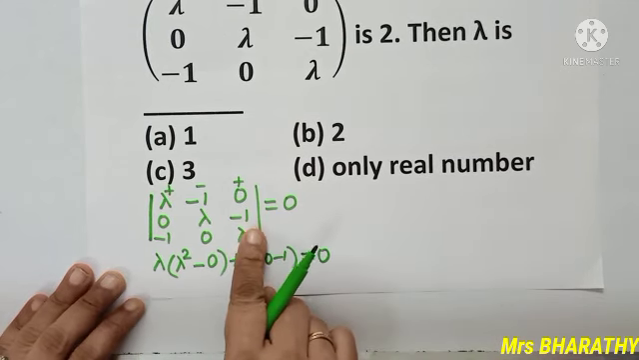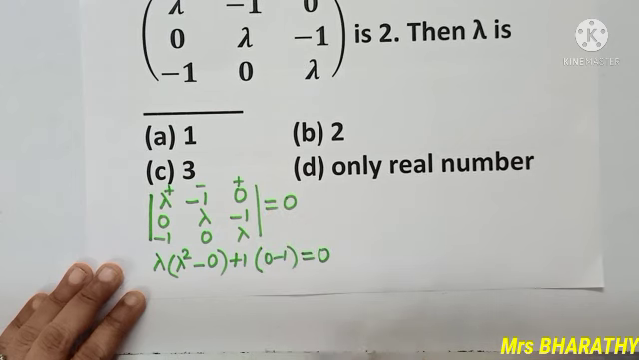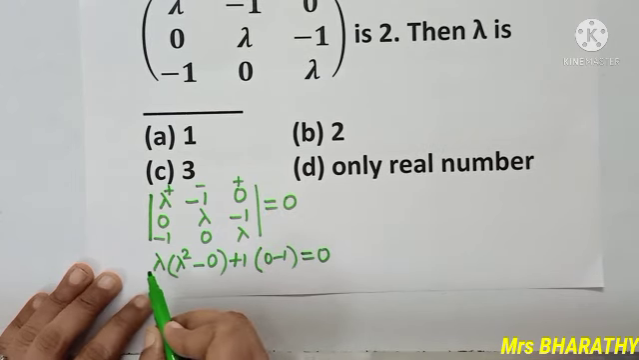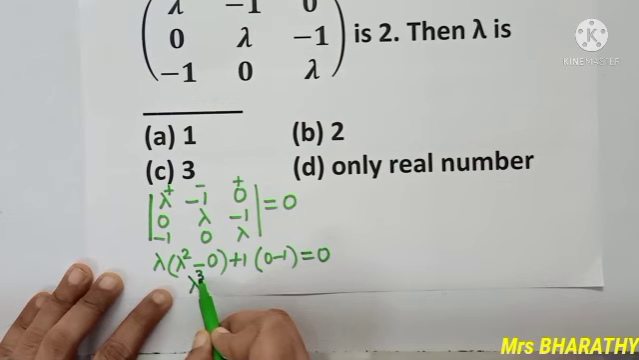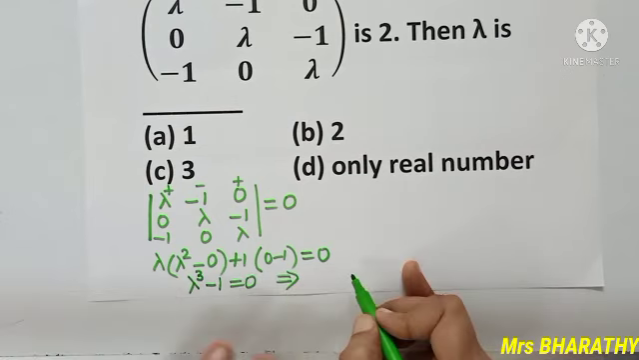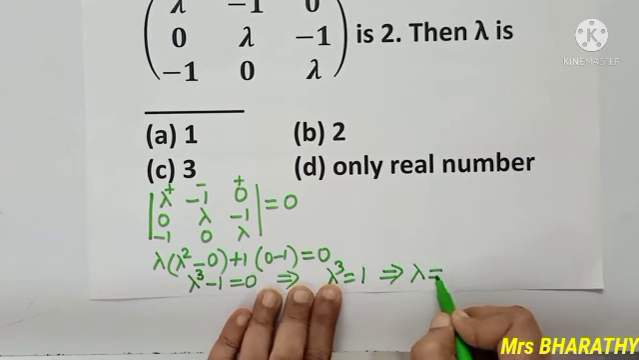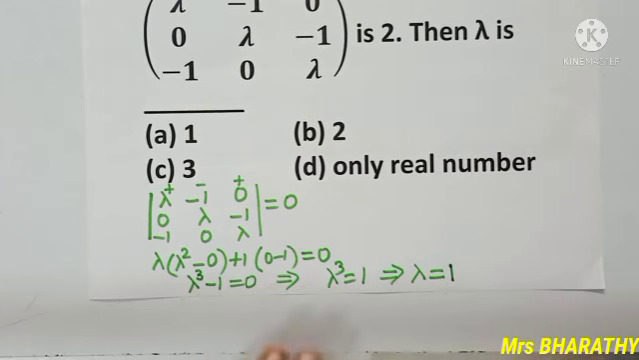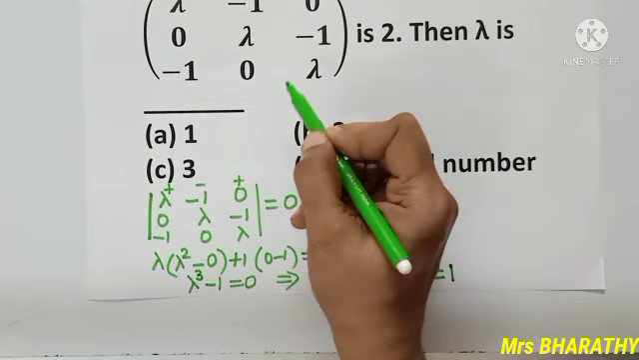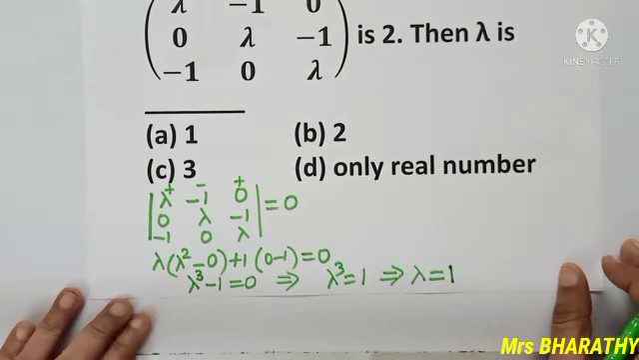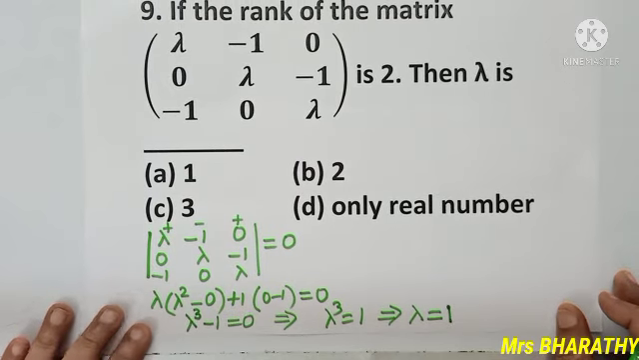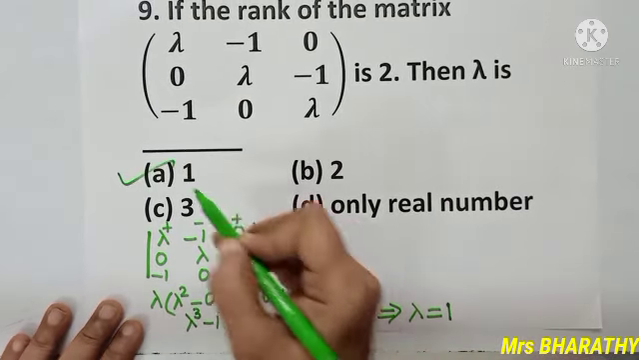Because RHS is 0, I am just putting 0. So I have expanded the determinant, equated to 0. As I multiply, lambda into lambda square, lambda cube, plus 1 into minus 1, that is minus 1. So this tells me lambda cube is equal to 1, or I will say lambda equal to 1. So whenever lambda is 1, this matrix is of rank 2. So my question is rank 2. So the right choice is lambda equal to 1.